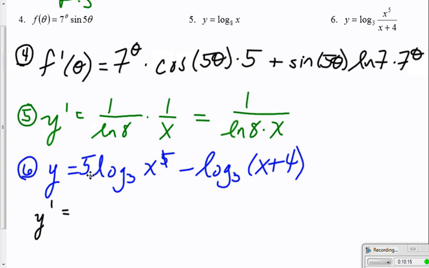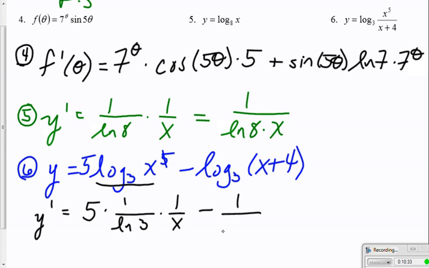Okay, so this 5 is just a multiplier that's going to ride along. This part is a base A logarithm, and so I'm going to use that rule from today. Natural log of 3 in the denominator, 1 over x, minus, and then again, this is going to be my other base derivative formula, 1 over natural log of 3 and 1 over x plus 4. The derivative of x plus 4 is 1, so we're good to go. And then I could tidy this up by finding a common denominator and whatnot, but I really don't have to because, you know, calculus. Yay!